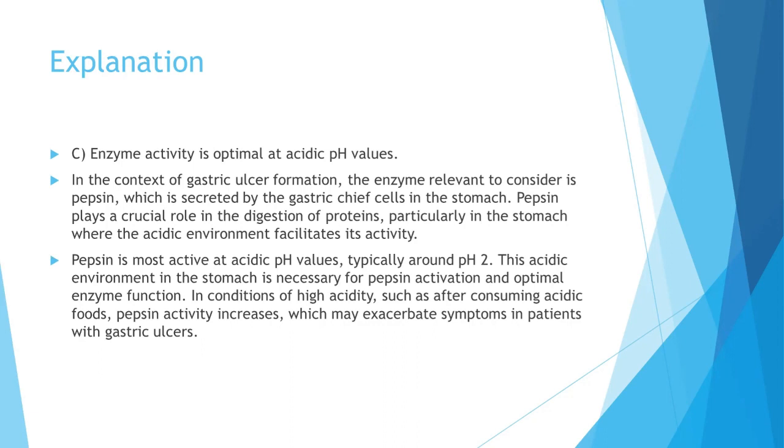And this acidic environment in the stomach is necessary for pepsin activation and optimal enzyme function. In conditions of high acidity, such as after consuming acidic foods, pepsin activity increases, which may exacerbate the symptoms in patients with gastric ulcers.